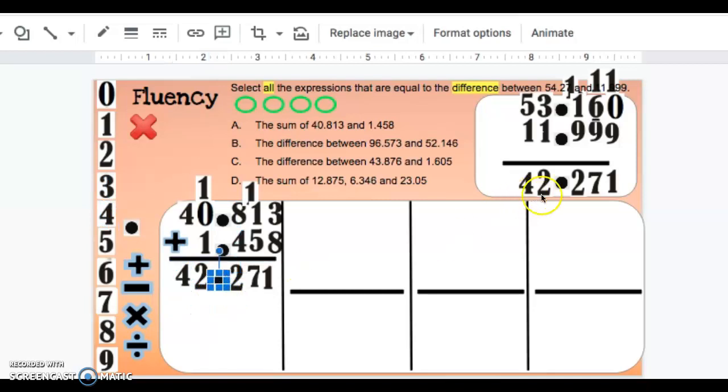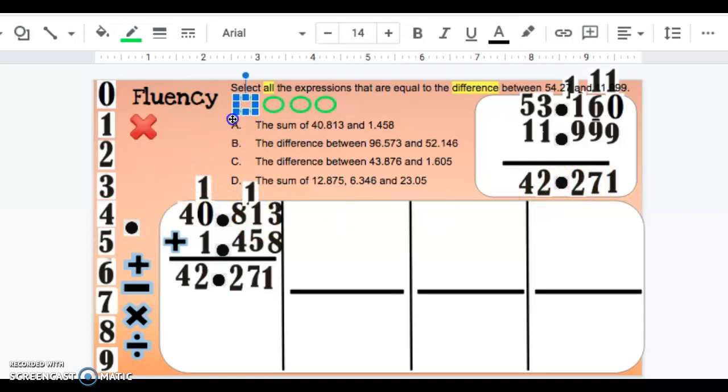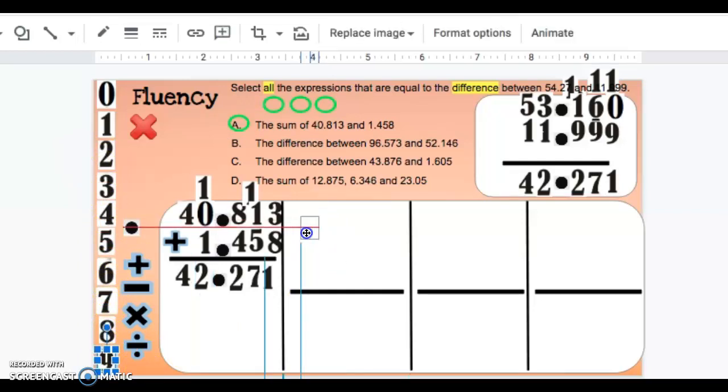Is that the answer we're looking for? Look up here. It is. So that means I'm going to take my circle and drag it over A because that's one of my answers. Looking at the difference between 96 and 573 thousandths and 52 and 146 thousandths. So I'm going to drag my numbers so I can begin subtracting.